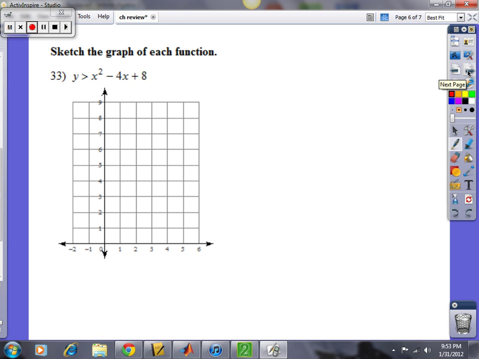Let's work out one of these. Sketch the graph of each function. Now it's an inequality, and this is a greater than, so that's got to be a dotted line, and then you're going to do some shading. So my eyeballs go right here, and notice that it's a quadratic, so it's going to be some kind of parabola. It's going to look like one of those two.